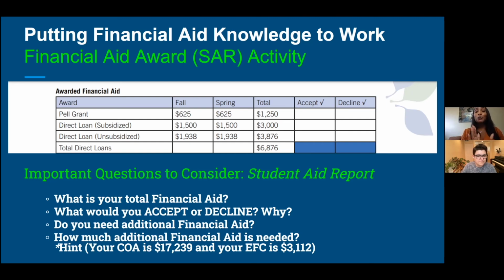Do you need additional financial aid? This is an important question. Do you think we need additional financial aid? So gosh, the math, so much math.